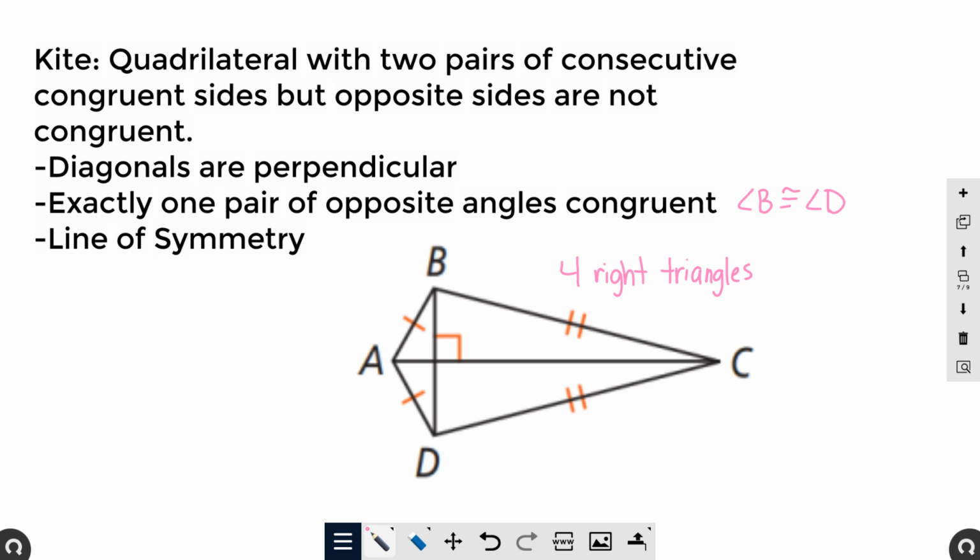Also, kites have a line of symmetry. So what does that mean? You can fold it in half. So if I was trying to, let's say, make a kite, I could take a piece of paper and fold it in half and then cut out a kite. And when I opened it back up, it'd be the same, right? So that's key to remember, that it has a line of symmetry. In this case, our line of symmetry is AC. So if you can pick out your line of symmetry, then you can tell me everything else about that kite.